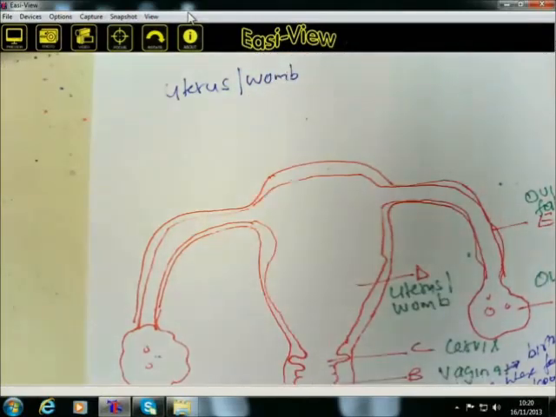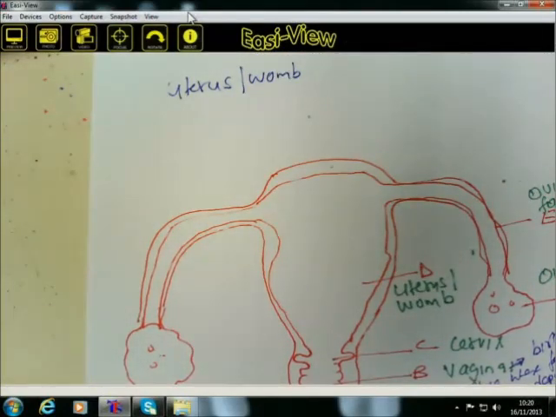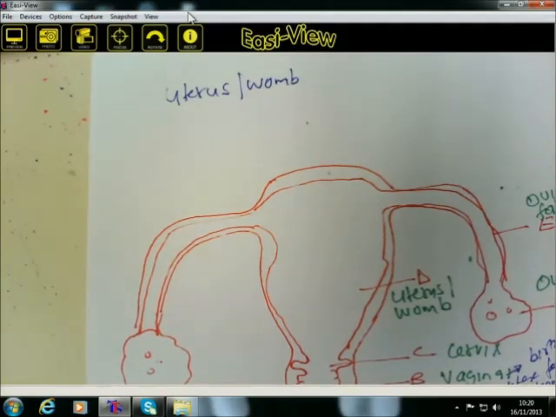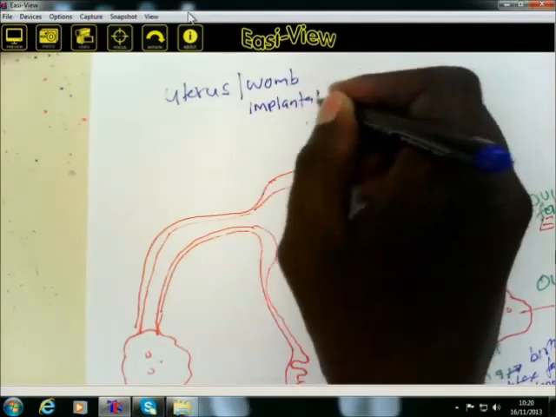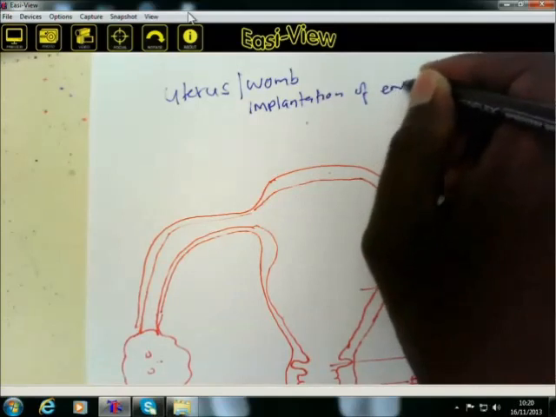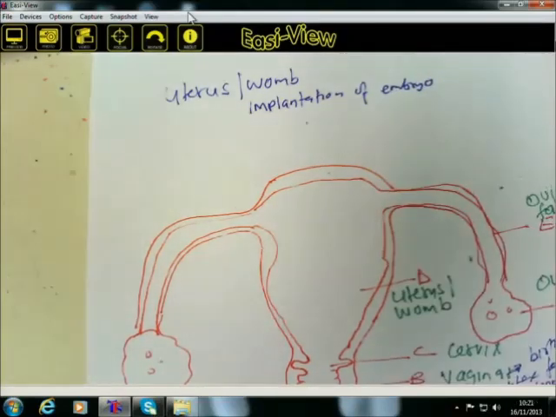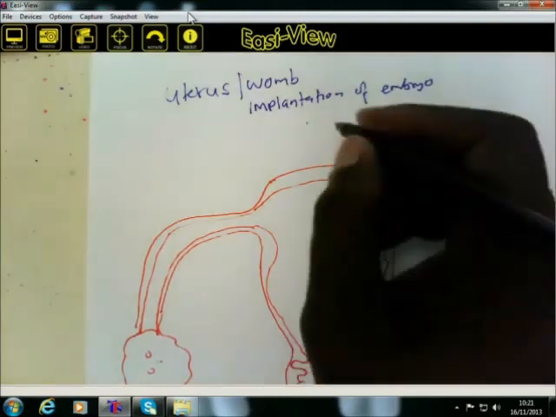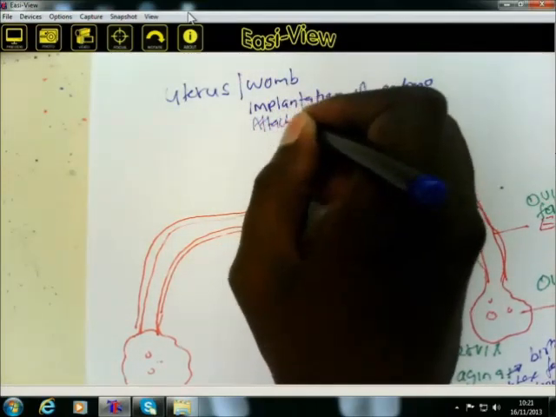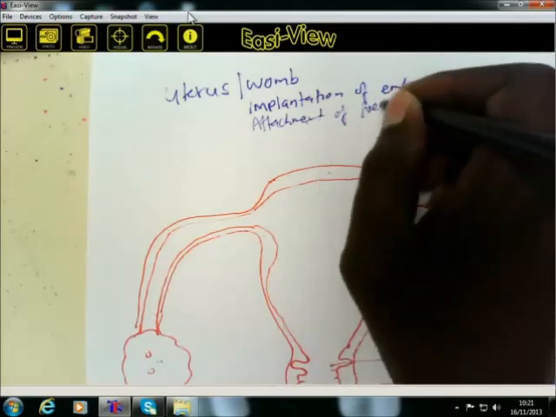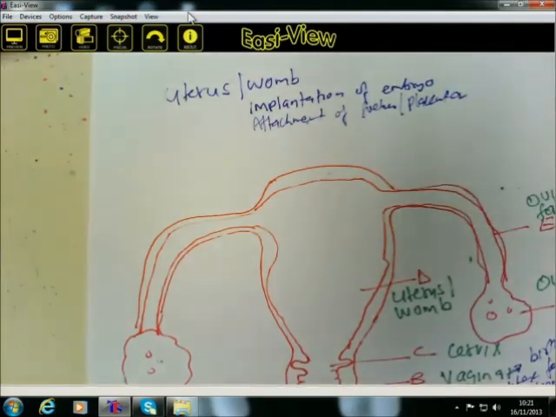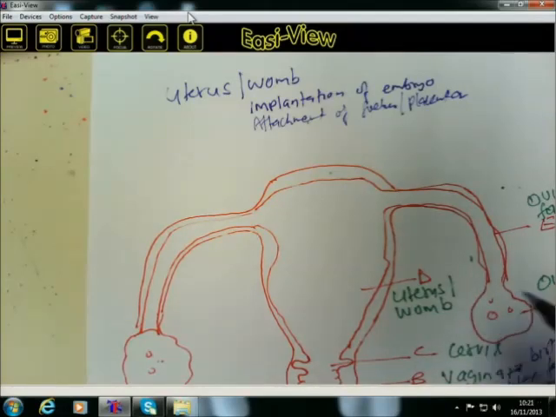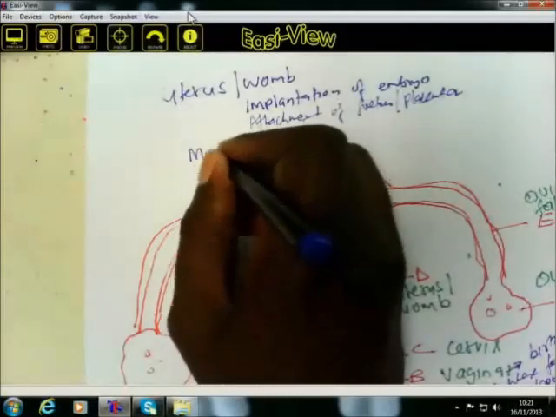Now, with regard to understanding the examiner's language, this uterus is responsible for implantation of an embryo or fertilized egg. And also, this is for attachment of the fetus or placenta. It's for the attachment of the placenta, the womb or the uterus. Then also you must indicate that the uterus has muscles.